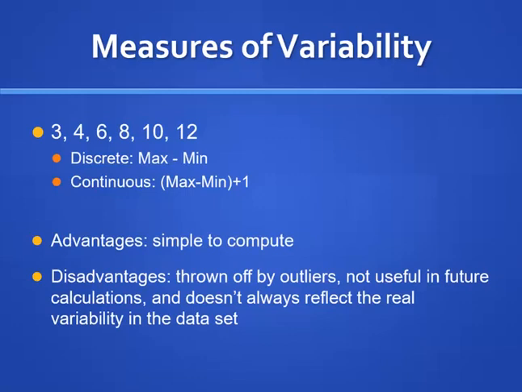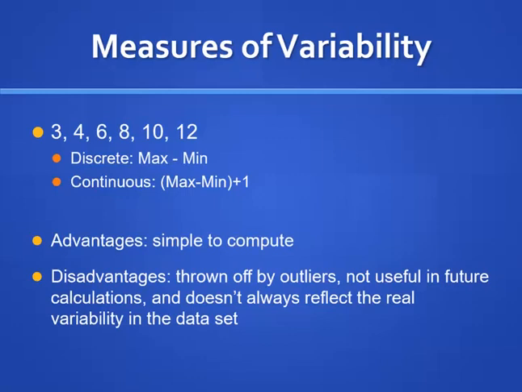So you should have done 12 minus 3, right? For discrete, the maximum value minus the minimum value. So you should have got a range of 9. And if we were pretending that this was continuous data, you would have gone 12 minus 3, which is 9, and added 1 to that, right? Which would make the range for continuous data to be 10.